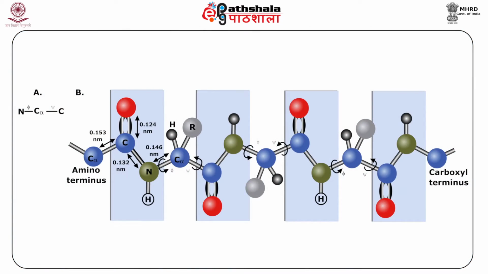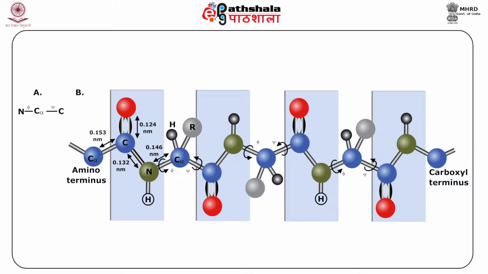The oxygen, which is the O in the CO of the peptide bond, and the hydrogen, H in the NH of the peptide bond, lie in trans positions. As we can see in this figure, they are lying in the trans position. There is no free rotation around the peptide bond just because it possesses a double bond character. Hence, it is rigid and is planar.